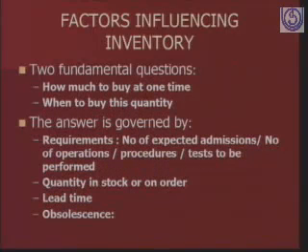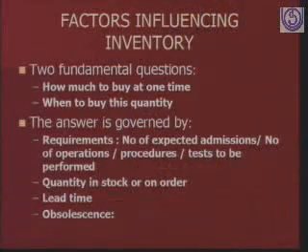Now, what are the factors which influence your inventory? Two fundamental questions are how much to buy at one time, and second is when to buy this quantity. That is how much and when. And the answer is governed by the requirements, that is the number of expected admissions, number of operations, number of procedures, tests to be done. So by this you can have a rough estimation of it. Second answer is this: quantity in stock or on order. How much to stock, and at a time how much you should order.